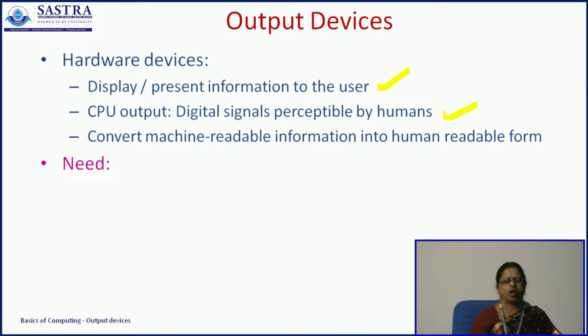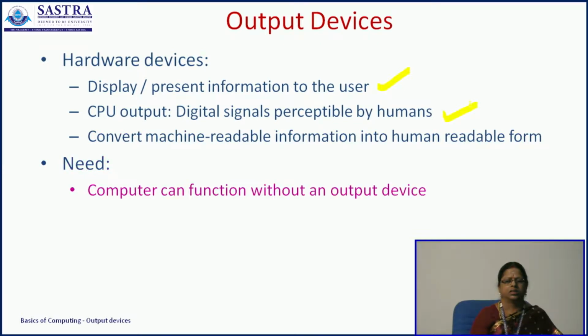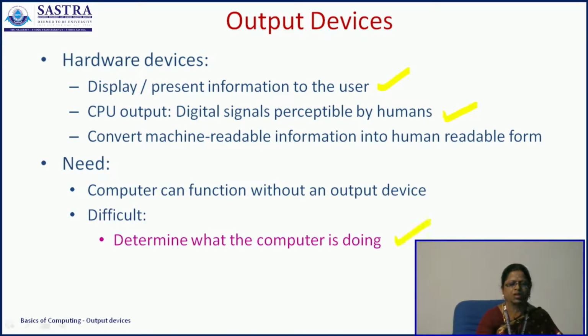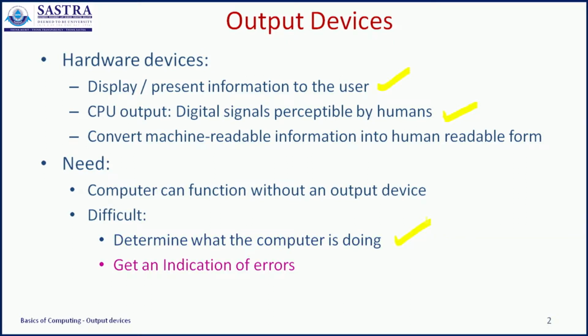What is the need for output devices? The computers can function without an output device, but still we require it because of these three reasons. It is very difficult to determine what the computer is doing. Also, it is difficult to get an indication of errors. It will also be difficult to check for any input which is required. Hence, we would be in need of output devices which are connected to the computer system.